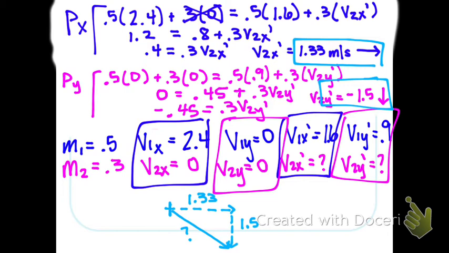We don't have to include the negative here, right? The negative just told us to go south, which we did. So I think the hypotenuse of this comes out to 2 meters per second. And then I'm going to find the angle. Do you remember how to find that angle? Inverse tangent of opposite, 1.5, divided by adjacent. And so I get about 2 meters per second at 48 degrees south of east.